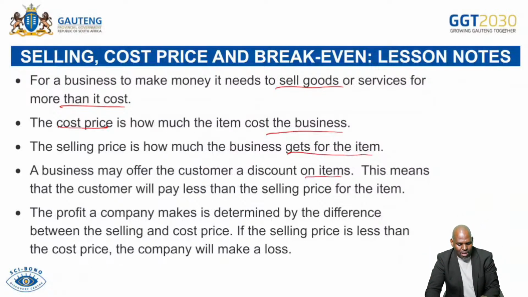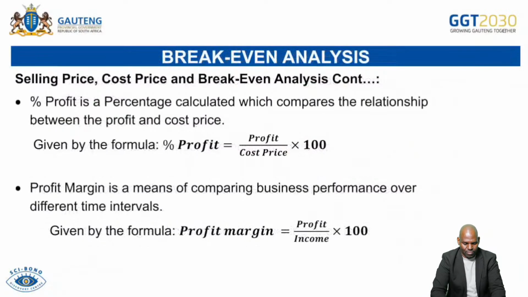The profit a company makes is determined by the difference between selling and cost price. So it simply means the difference between the two. We say the selling price minus the cost price. If the selling price is less than the cost price, can you imagine, if you buy a stock and you buy one sweet for 20 cents, but you sell it for 15 cents, what is going to happen there? It means you're not going to make any profit.